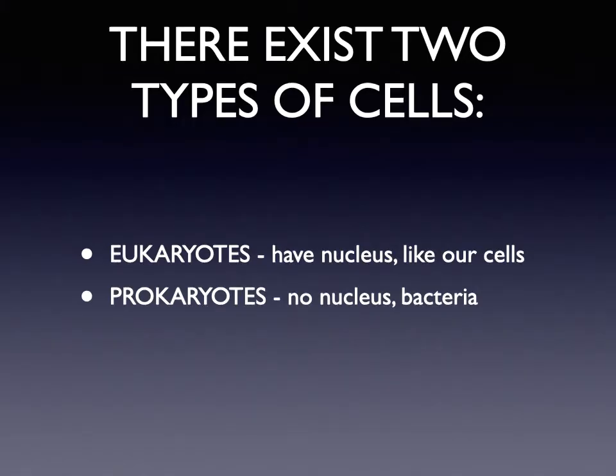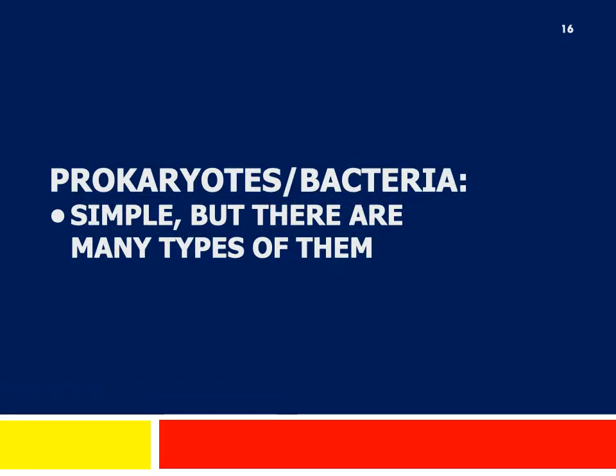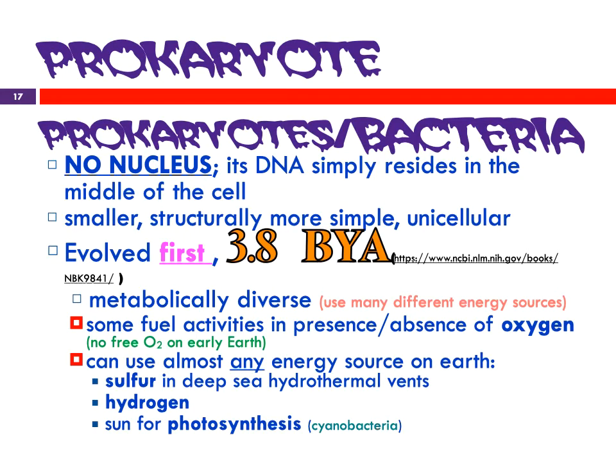You will know that there are two types of cells that exist: the eukaryotes, like us, that have a nucleus, and the prokaryotes, which have no nucleus, and those are the bacteria. The bacteria are simple, but there are many types of them. No nucleus. They are smaller, and they evolved first about 3.8 billion years ago.